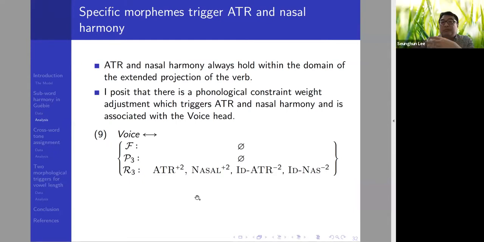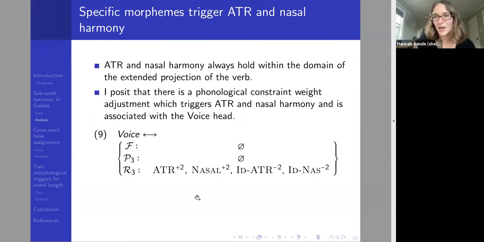So the assumption is when children acquire this language and this elaborate morphosyntactic system, basically the entry or the grammatical feature that involves the voice head will include this R3, basically the line in R3. That's the basic idea, right?